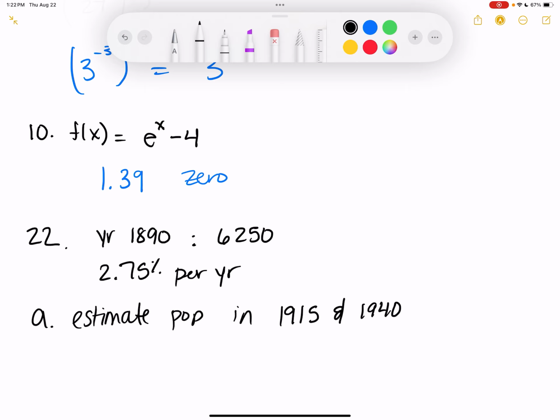Now, we are going to call year 1890 year 0. Any idea why? Because it's the first one and it'll make things easier for us. Yep. So what year does that make 1915? Year 25. And what about year 1940?